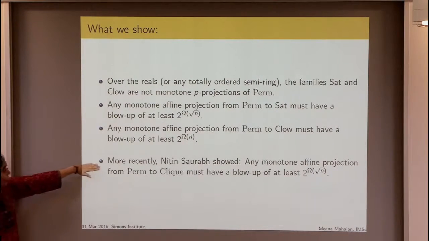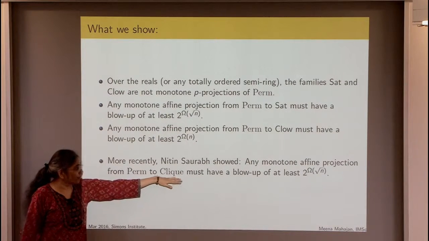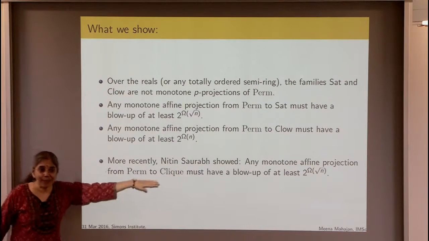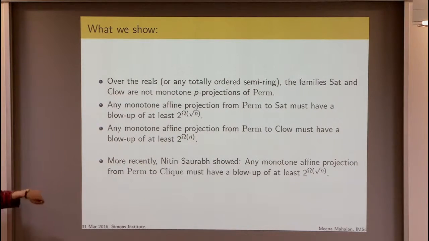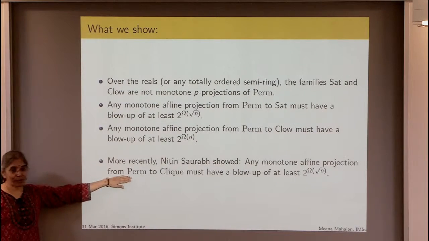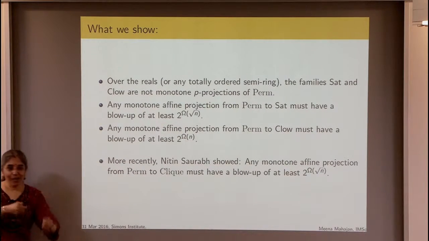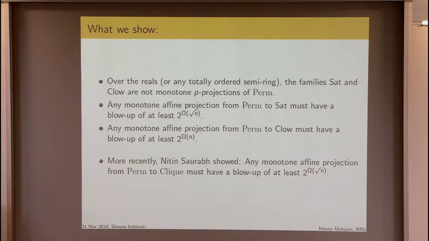And more recently, Nitin in fact showed that even to come down to the clique itself, you would need 2 to the square root n. So this completely kills the hope of transferring a lower bound from clique to permanent via this approach, via monotone p-projections. So in fact, this was the question which Jukna had raised earlier, but he somehow couched it in terms of the Hamilton cycle, and we can show this directly for the clique.